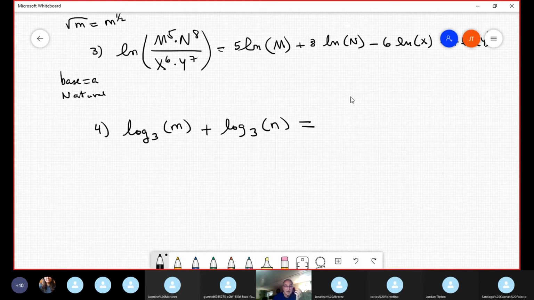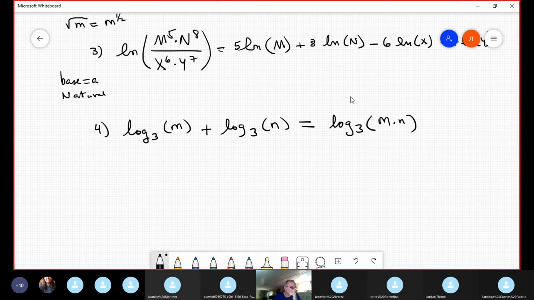So when you condense it, you realize you apply property number 5. Property number 5 says that multiplication becomes addition, but we are doing it in the opposite direction. So, logarithm base 3 of m times m.